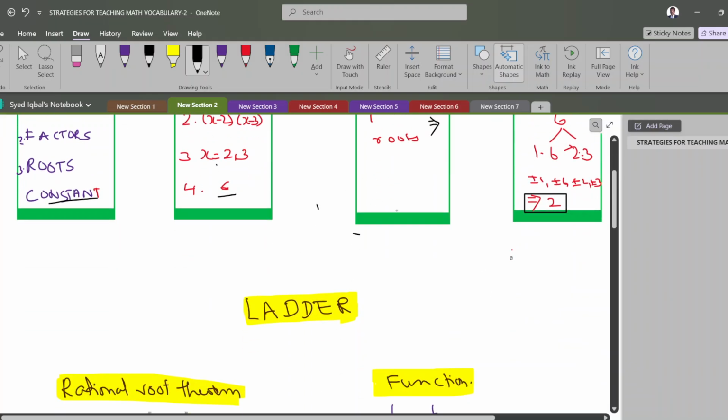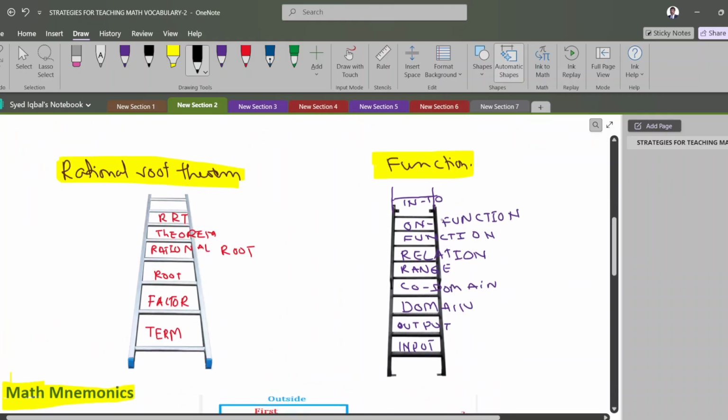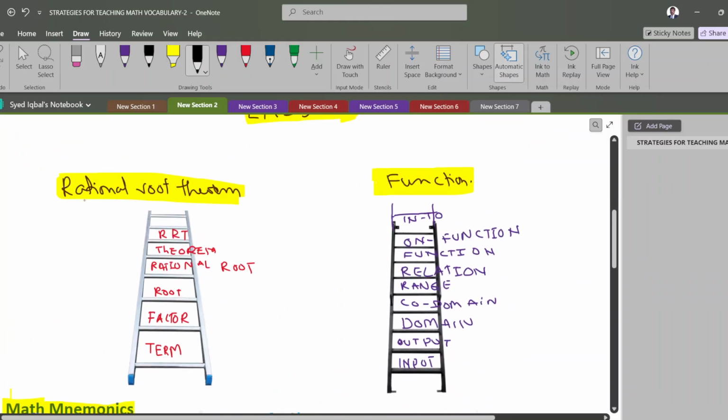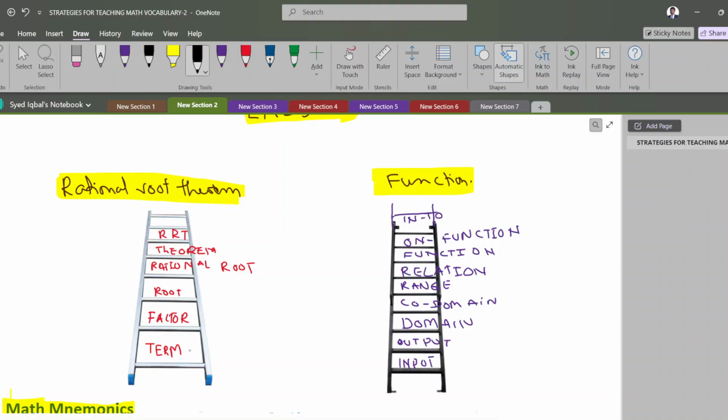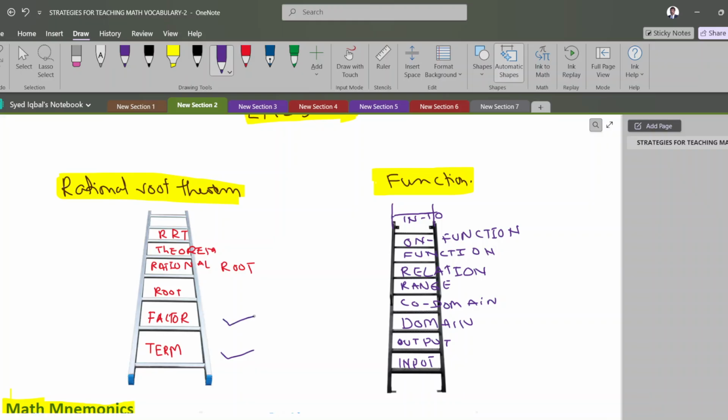Now again, one more method is there, the ladder method. In this method we are teaching the vocabulary from very simple terms. Suppose the rational root theorem is there. To introduce the rational root theorem, first we introduce the term, then factors, then roots, then rational root, then the theorem, then rational root theorem. This is the way, easy to hard, we are introducing.